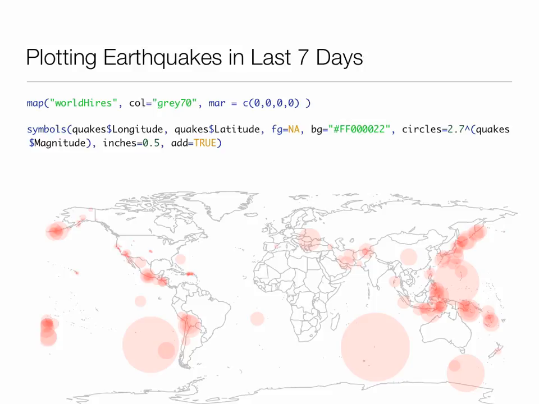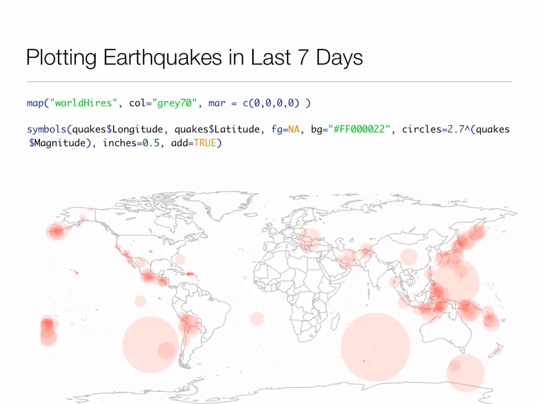As for the size of the circles, what we're going to do is take the magnitude, take 2.7, which is close enough to e for our purposes, and raise it to the power of the magnitude of the earthquake. And we'll scale the inches so that the magnitudes of the earthquakes roughly correspond to what intuition would suggest.